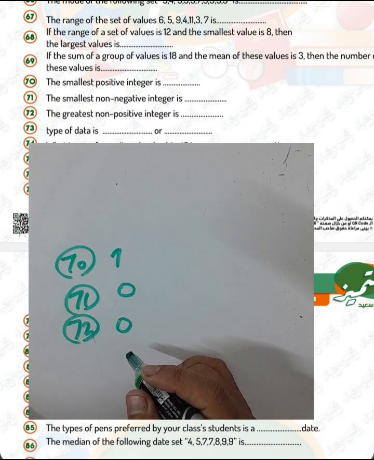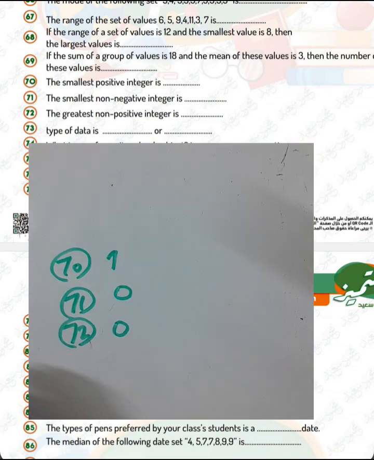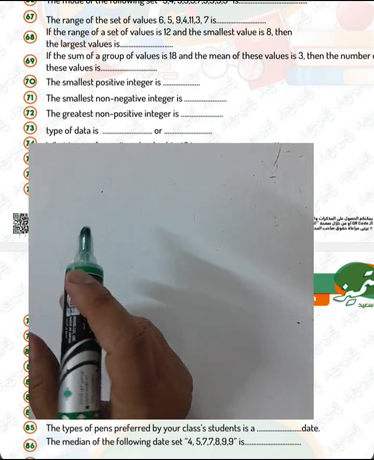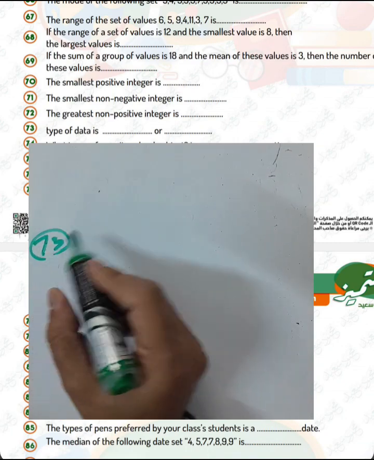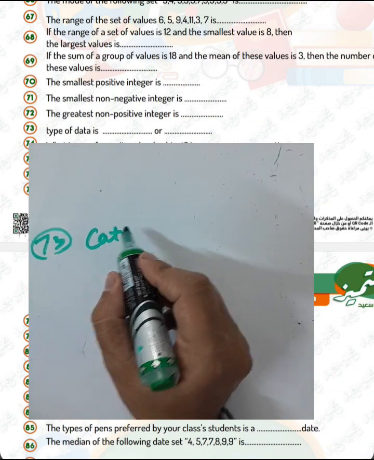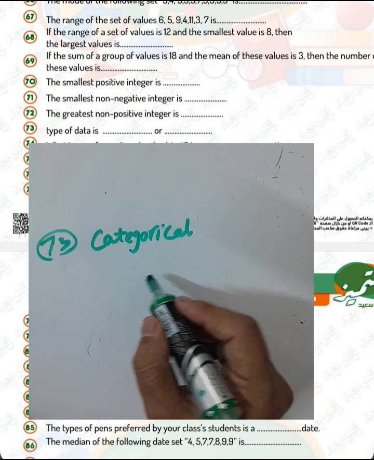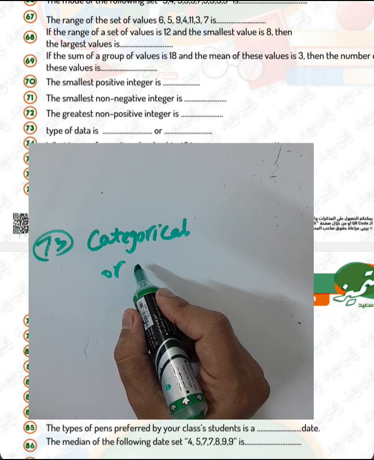Question 73. The types of data we have in statistics are determined by categorical and numerical. Type of data. Okay, 73. The type of data we have is categorical and numerical.